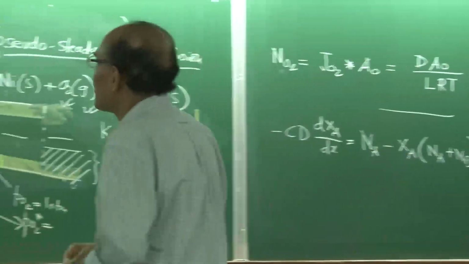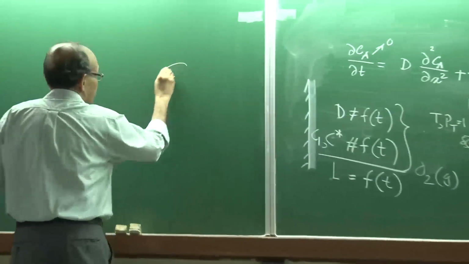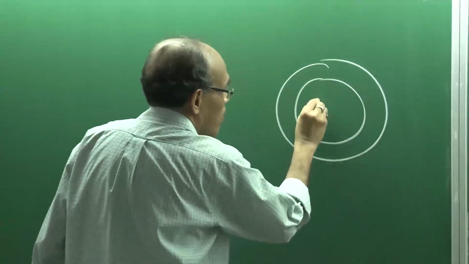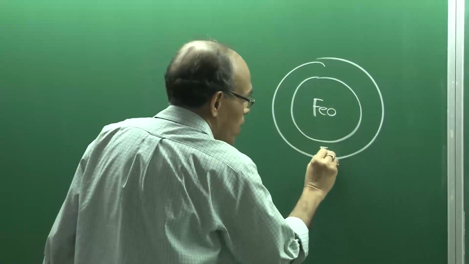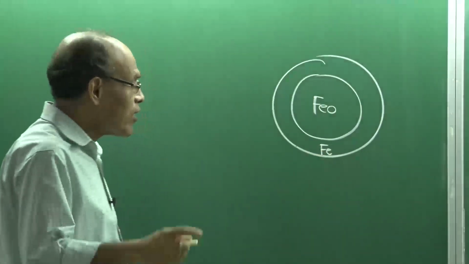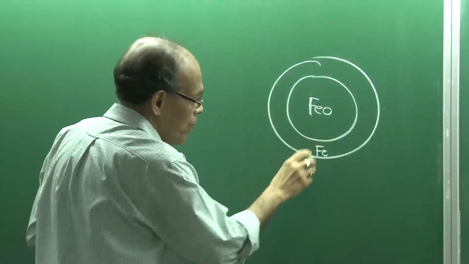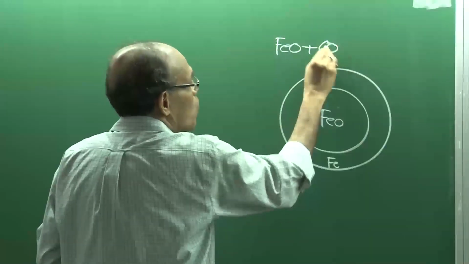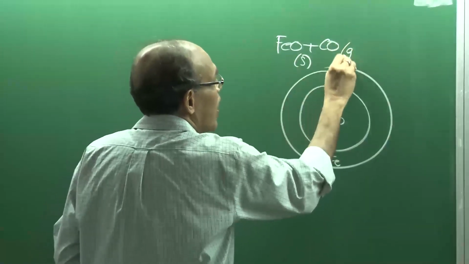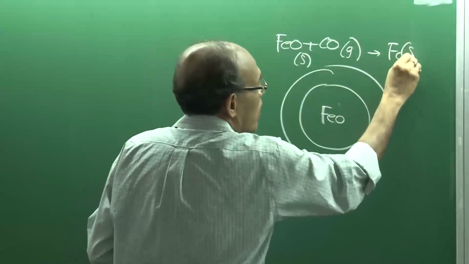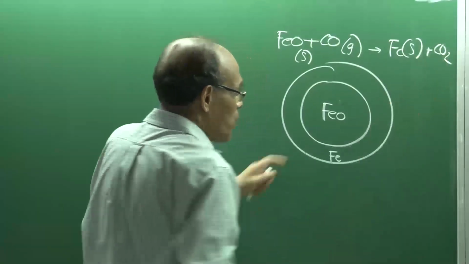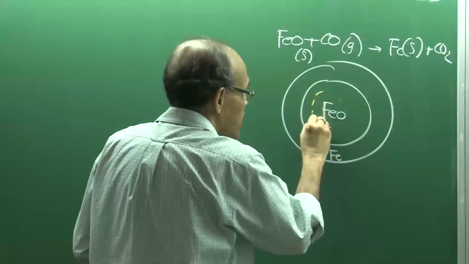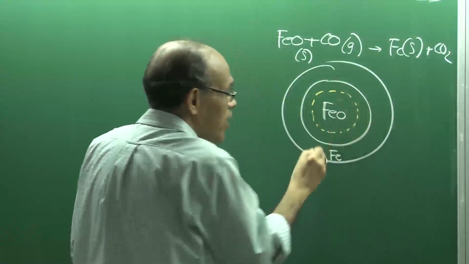For example, if you take iron ore, iron oxide, and at some point of time it is getting reduced with carbon monoxide, then after time t, what happens is this iron oxide gets reduced by carbon monoxide. So I will write solid, I will write gas, and then Fe solid. The product layer is growing as a function of time. So this is one scenario. After a still longer time, the FeO will come here and the product layer grows.